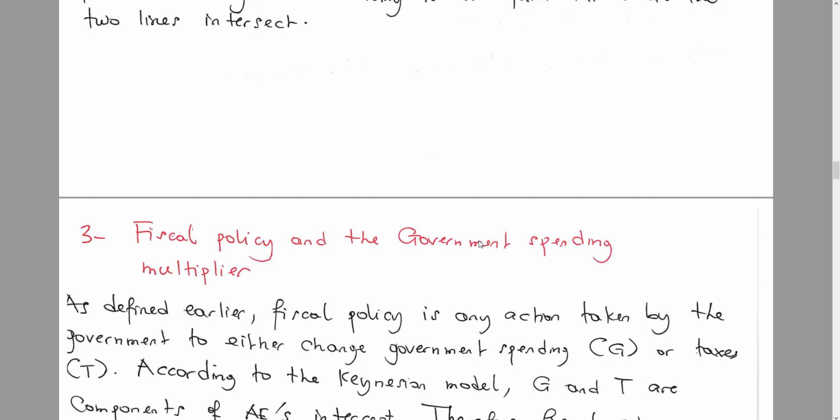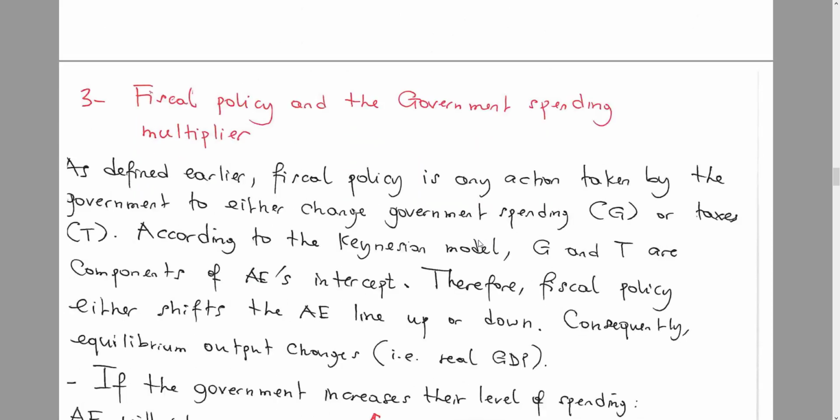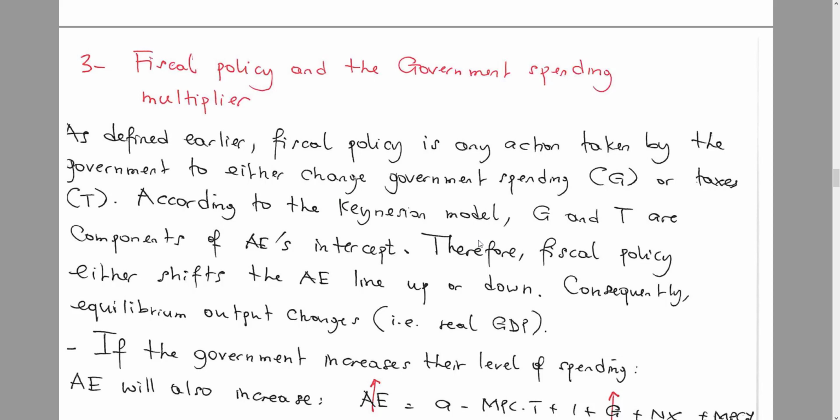We're going to talk about fiscal policy and the government spending multiplier. So what did we say fiscal policy was? We said that fiscal policy is any action taken by the government to either change government spending G or taxes. Changing government spending or changing taxes. According to the Keynesian model, and that's what we've been discussing since we started this chapter, government spending and taxes are components of aggregate expenditures intercept, right?